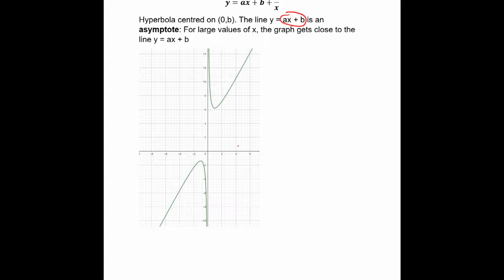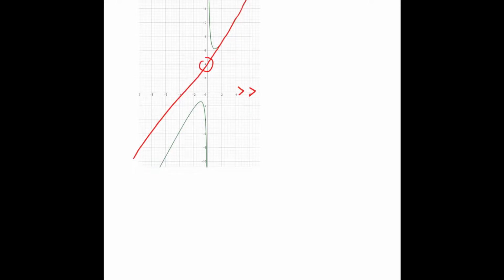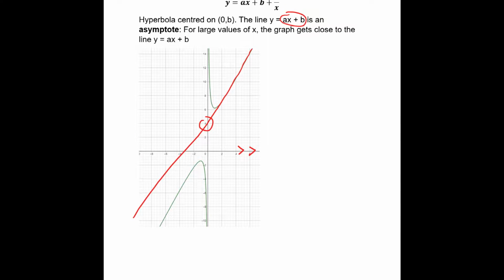The line y equals ax plus b is an asymptote. What that means is, as x becomes very, very large, the graph will begin to look exactly the same as the line y equals ax plus b. We can see here that b is going to be 4, because as x gets very large, the graph looks very similar to the line y equals something x plus 4, because the y-intercept would be 4. Again, it's centered on (0, b) for that reason. So we know that b would be 4 in this example.